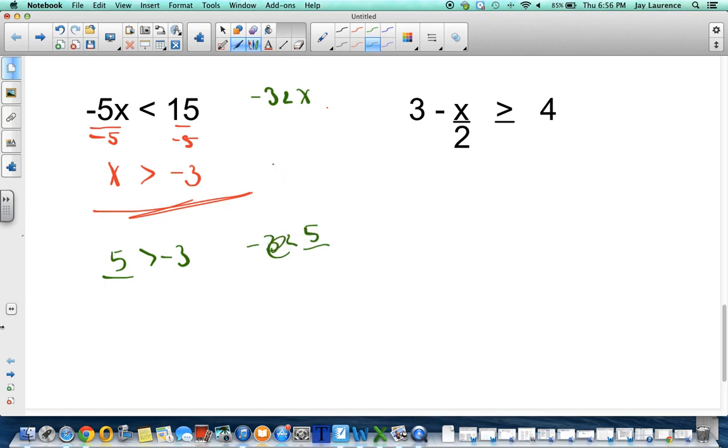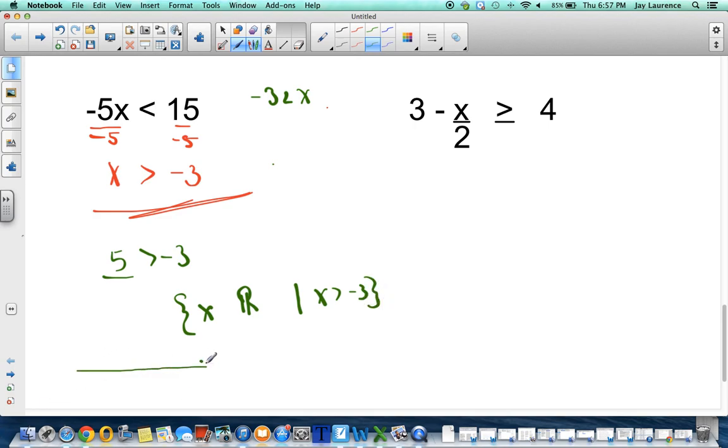What you have to remember is that when you multiply or divide by a negative, the inequality changes direction. Okay? That less than becomes a greater than. Now, of course, the solution set would be x is any real number such that x is greater than negative 3.